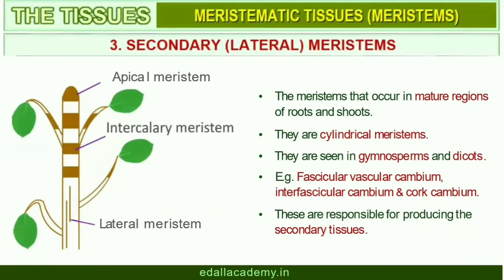The meristem that occurs in the mature regions of roots and shoots of many plants, particularly those that produce woody axis, and appears later than primary meristem, is called the secondary or lateral meristem. They are cylindrical meristems. Fascicular vascular cambium, interfascicular cambium and cork cambium are examples of lateral meristems. These are responsible for producing the secondary tissues.